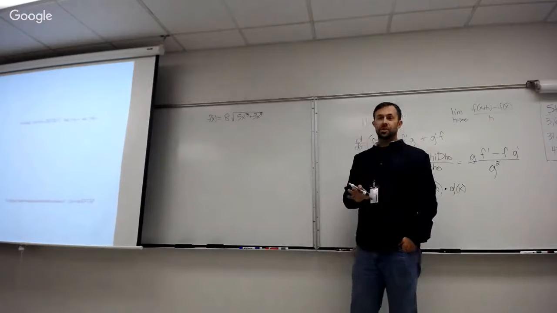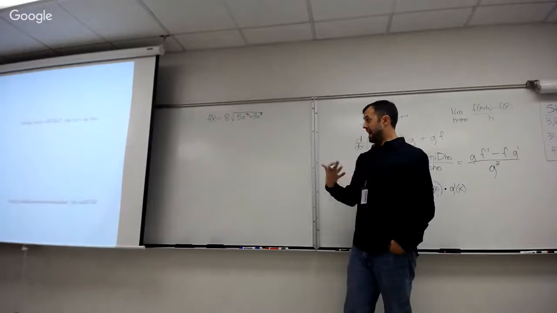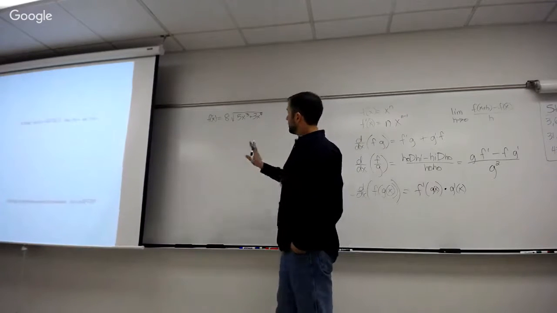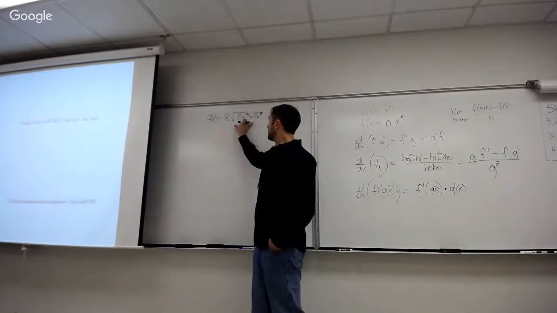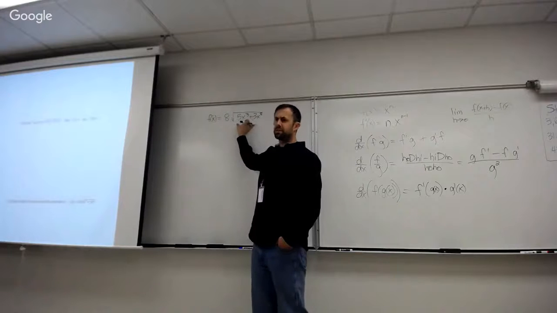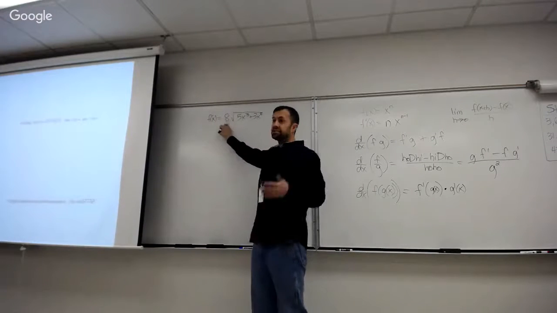This is a really good question to review how the derivative formulas work. First of all, this is the primary component we're looking at here, right? The square root of 5x cubed plus 3x to the 8th. That's the thing that we're really interested in. The 8 is just a coefficient.